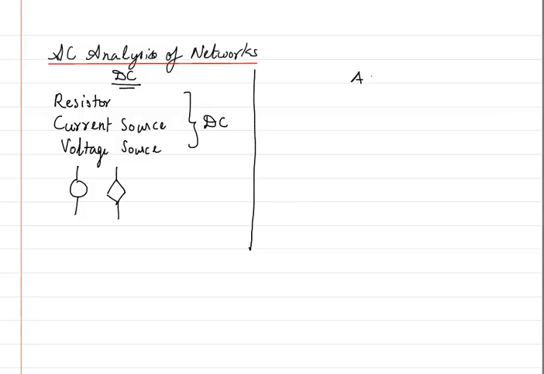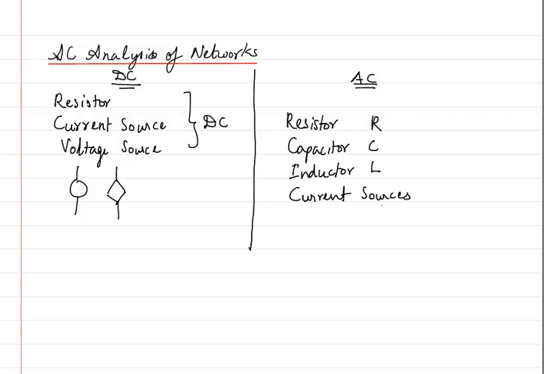When we are coming to AC analysis, the change that you will see in the circuit is, there will be a resistor for sure, but then there will be something called a capacitor and something called an inductor. So generally this is R, this is C, this is L. So RCL or RLC, all the three components will be present. The current sources and the voltage sources will also be present. No change.